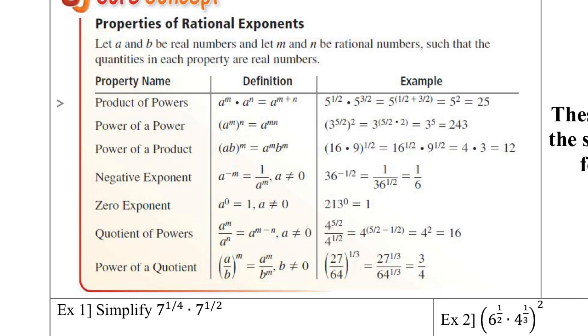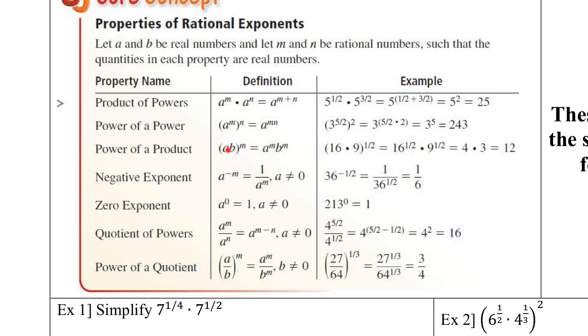When you are multiplying same bases together, you're going to add their exponents and keep the base. So 5 to the 1/2 times 5 to the 3/2, add your two exponents together, and you're going to get your simplified version. If you have a power and a power raised to one another, so 3 to the 5/2 all squared, you're actually going to multiply their exponents together. Now, this is one that may be different.